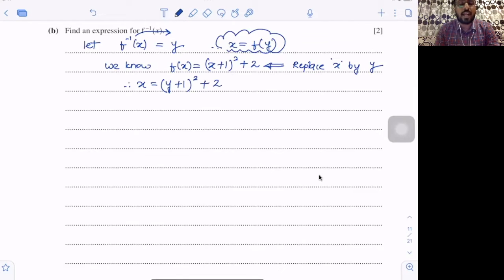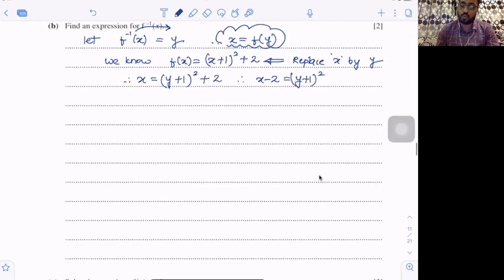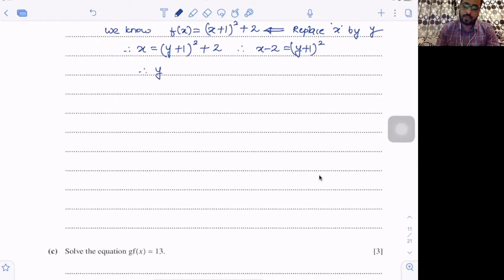You want to get the value of y from here because you are interested in the value of f inverse of x, which is taken as y. So let's isolate the value of y. So from here, can I say x minus 2 will become equal to y plus 1 the whole square? Right, students? x minus 2 is equal to y plus 1 the whole square, which I can say y plus 1 the whole square is equal to x minus 2. It's simply just a transposition of the terms.